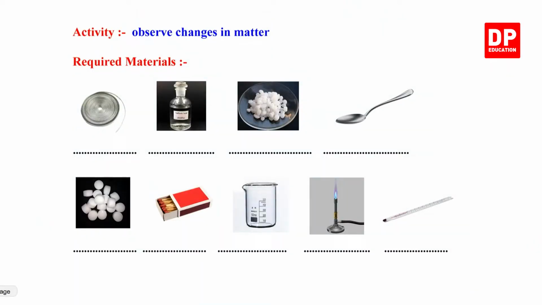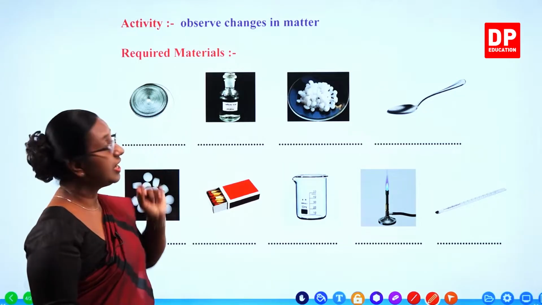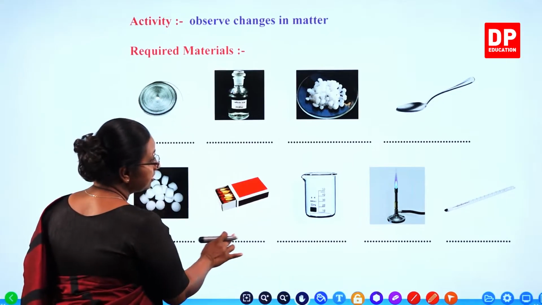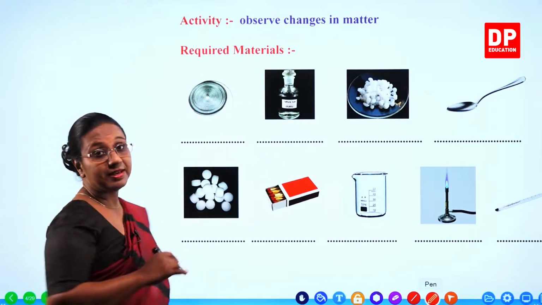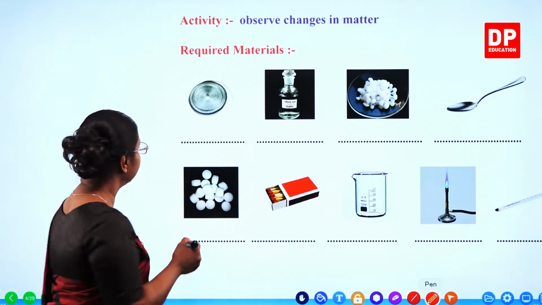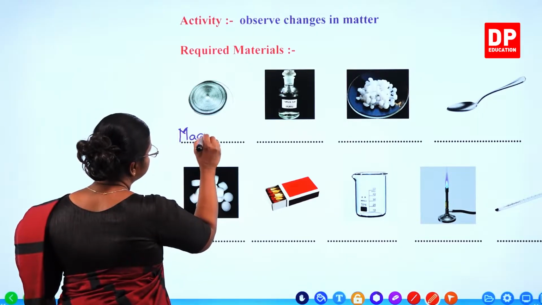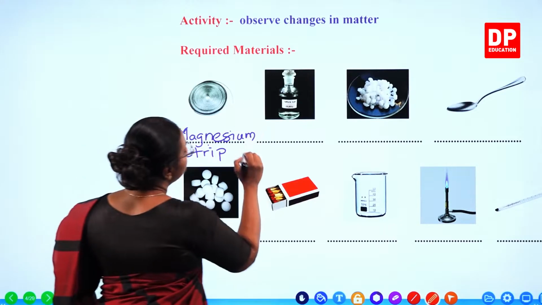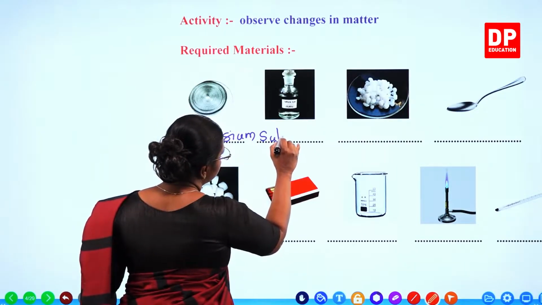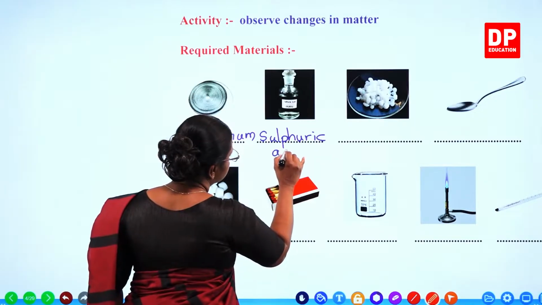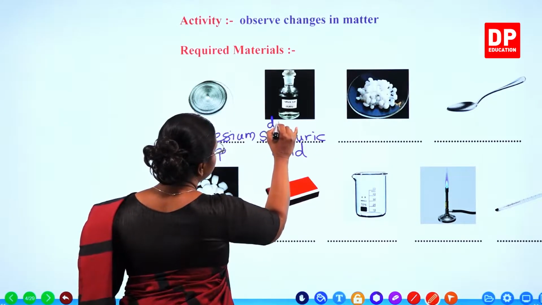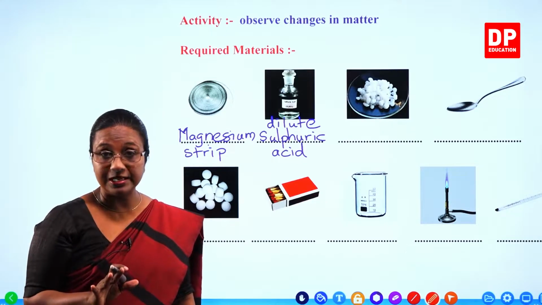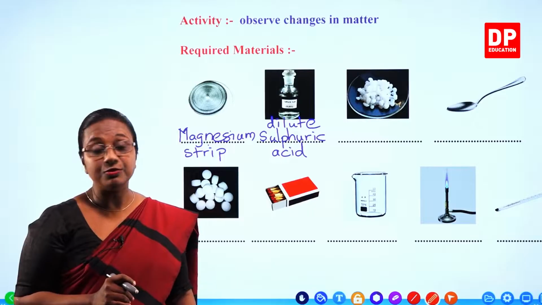So to understand these changes, we will do an activity, observe changes in matter. For that, I have these required materials. You all can see here, students, the first two materials. What is this? You are familiar with that. Magnesium strip that is available in the lab. Then we have sulfuric acid, and that also the dilute sulfuric acid. Normally you all know, students, in the lab we have different acids that are most commonly used. Out of that we will be using the dilute sulfuric acid.